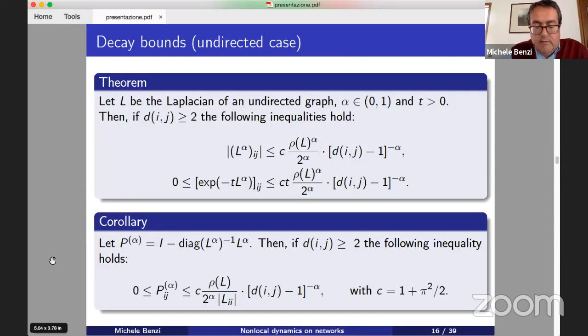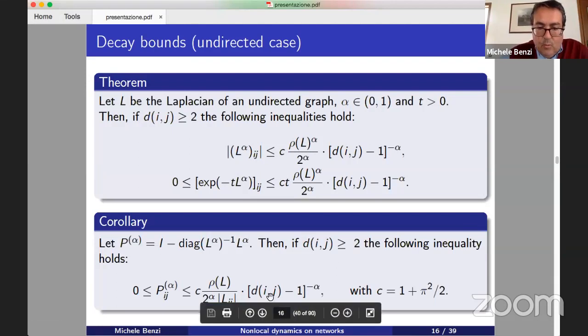For small graphs and short distances, the right-hand side of this inequality is greater than 1. So the inequality doesn't tell us anything. But if you go sufficiently far in the graph so that this number becomes small, eventually the estimate will become less than 1, and the bound will be informative.